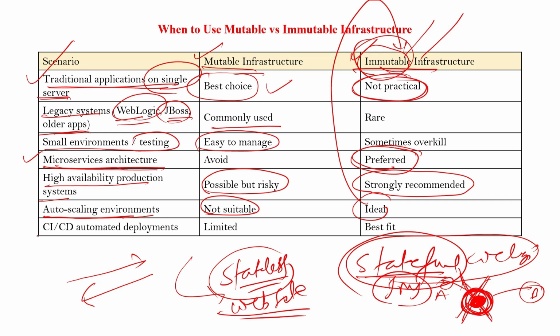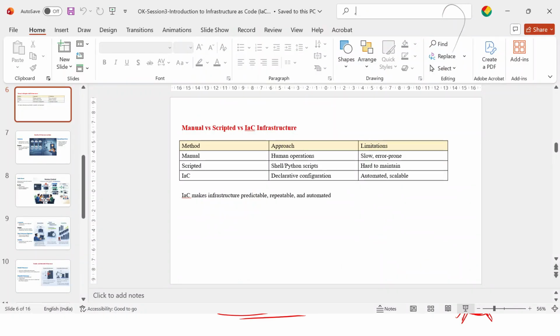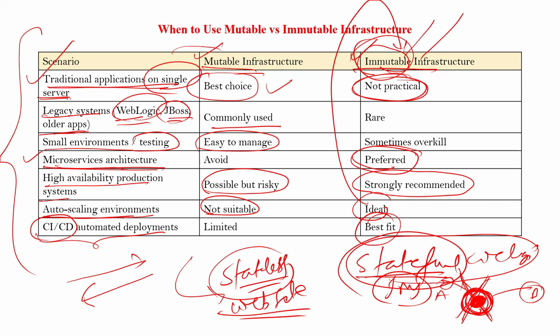Okay, and when we talk about automation, where you are using DevOps and have CI and CD configured for automated deployment, the preferred approach is immutable. So these are certain use cases where you can define where we can use mutable infrastructure and where we can go with immutable infrastructure.